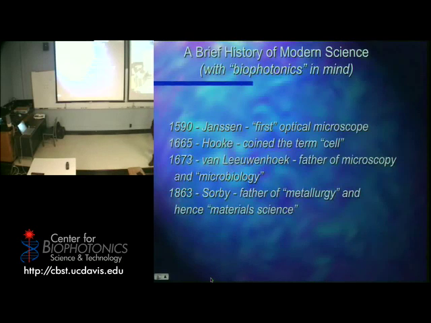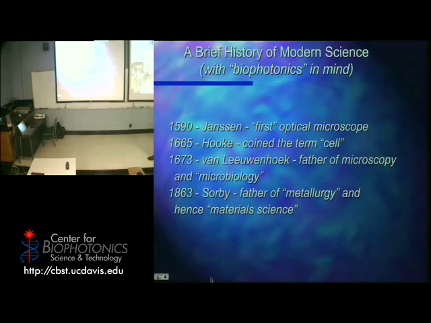And then for strictly selfish reasons, a couple hundred years later, I would say that in my own field of material science, the person who is unambiguously considered to be the founder of that field of looking at engineered materials in a scientific way was Henry Clifton Sorby. At that time, he was in Sheffield, England, lived his entire life in Sheffield, England, in the center of the steel industry in that country.